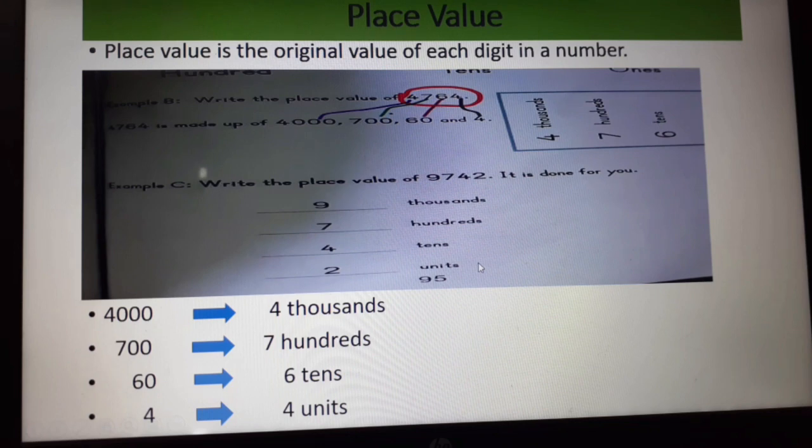Now go for example C. Write the place value of 9,742. Here it is done for you. 9000. So we write the place value of 9 in the thousands box.